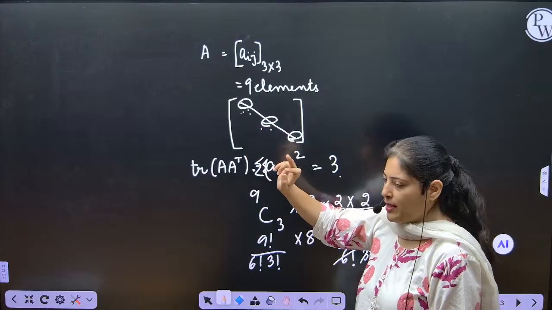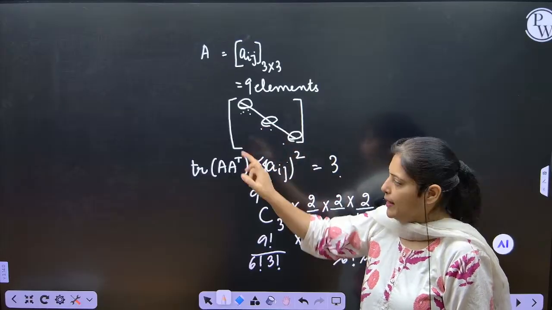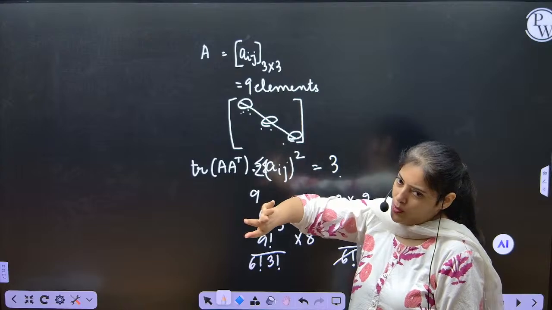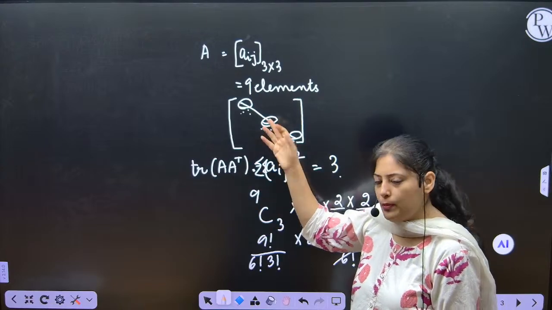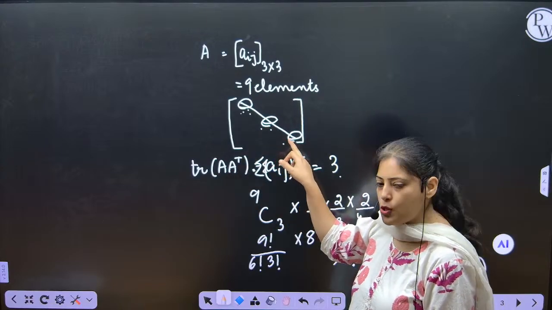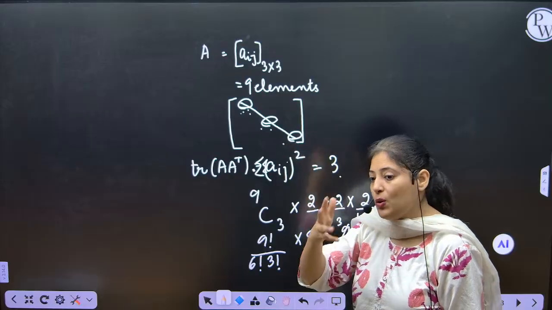1 is there or -1 is there. 1 square is also 1, -1 square is also 1. This is true for each diagonal entry. So 0 cannot be there.